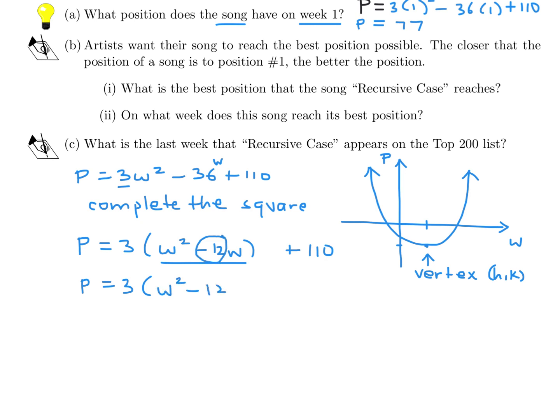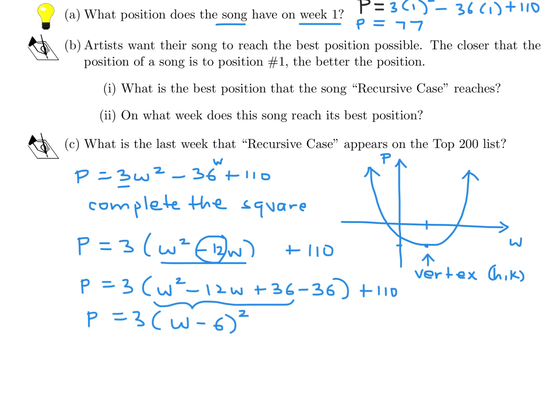So half of minus 12 is minus 6, and square that. That's going to give you plus 36. But then you have to immediately subtract 36 because you can't just add something to an equation. And now these three terms factor very nicely. It'll be (w minus 6) all squared.